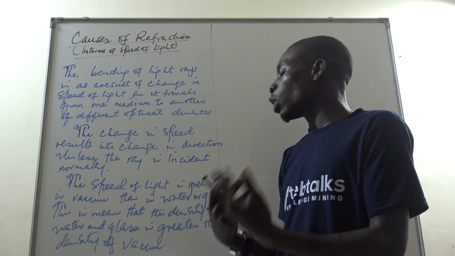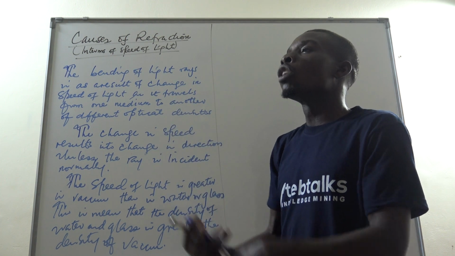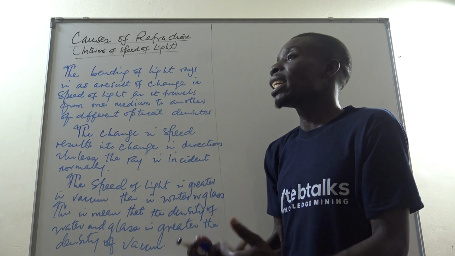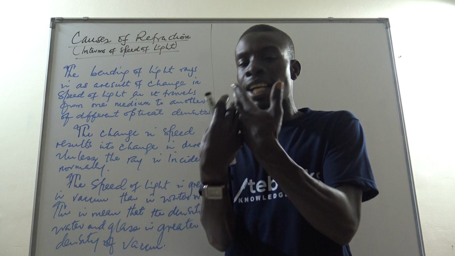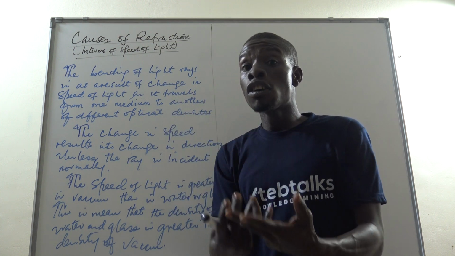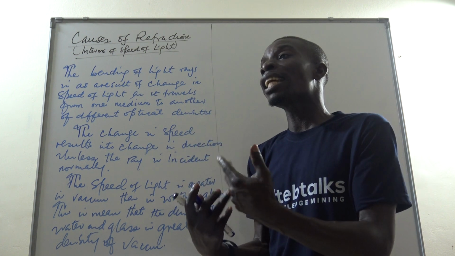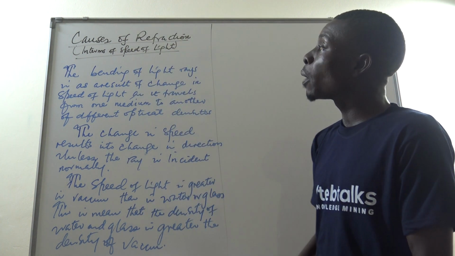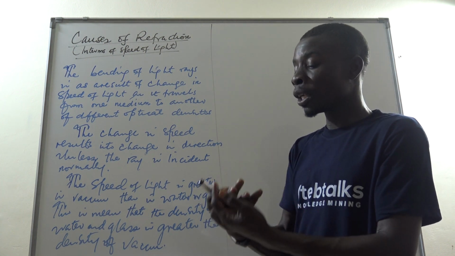So, the reason why we are saying that light moves at a very high speed when it is in air than in water, it is because air is less dense than water, or glass is more dense. The density is greater than the density of air. Please don't forget that if the density is very high, the speed also becomes less. Okay? And if the density is less, the speed is very high. And this is all about the causes of refraction in terms of speed of light.